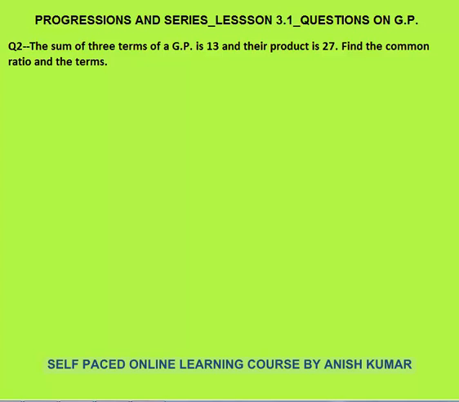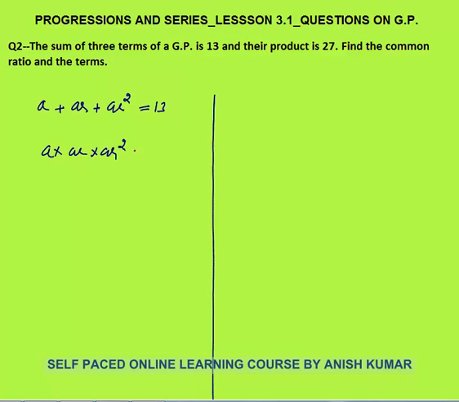The second question is: the sum of 3 terms of a GP is 13 and their product is 27. We need to find the common ratio. Now this question you can solve in 2 ways. One way is to take the terms as A, AR and AR square. Their sum is 13. Their product, A into AR into AR square, is 27. Multiplied, this is A cube R cube, which is 27. This is AR cube, and 27 is 3 cube. So can I say that AR is 3?